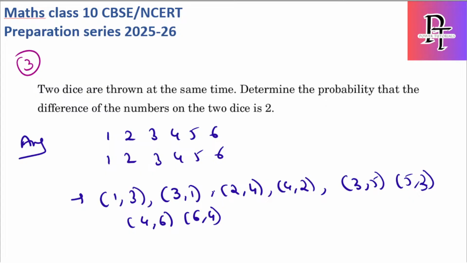Let me just check if there are any other cases. 1, 4 gives a difference of 3, 1, 5 gives 4, and 1, 6 gives 5. So only these are the cases where the difference is 2. The total is 8. So the answer is 8 by 36, or dividing by 2, 4 by 18, and dividing again by 2, it is 2 by 9. So the final answer is 2 by 9.